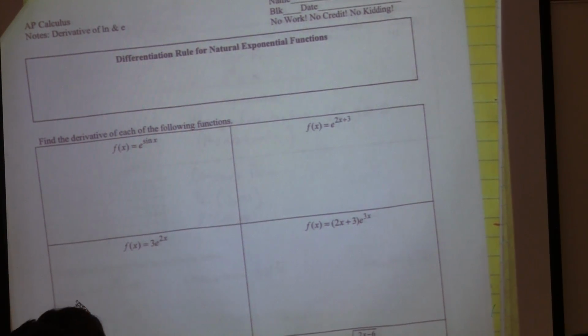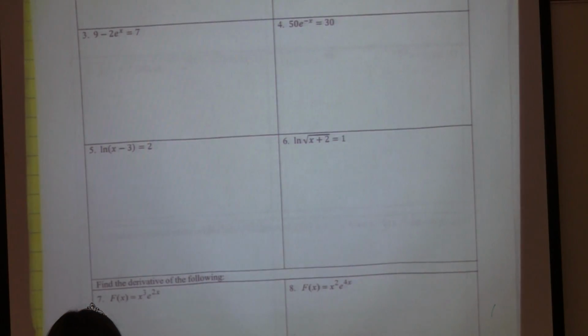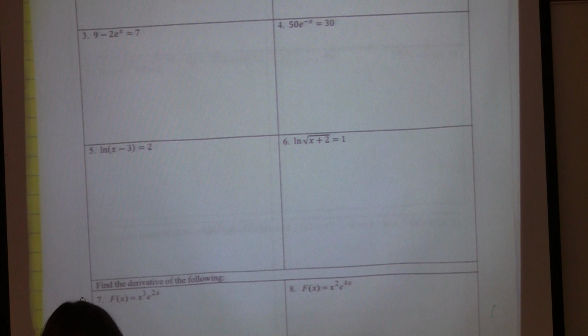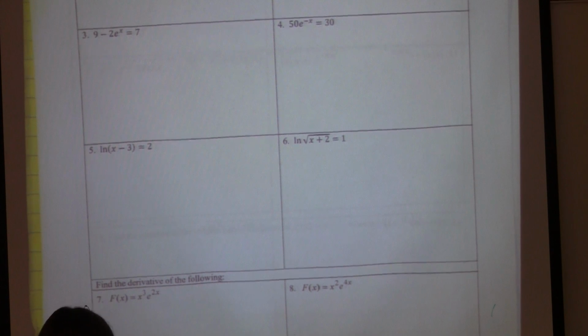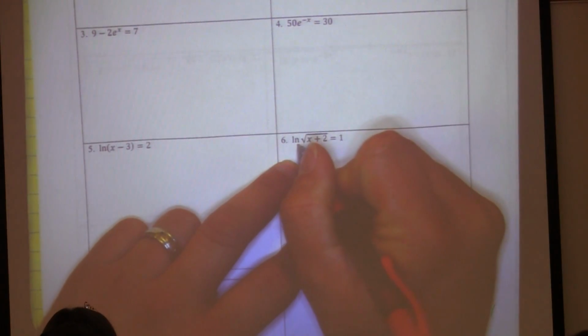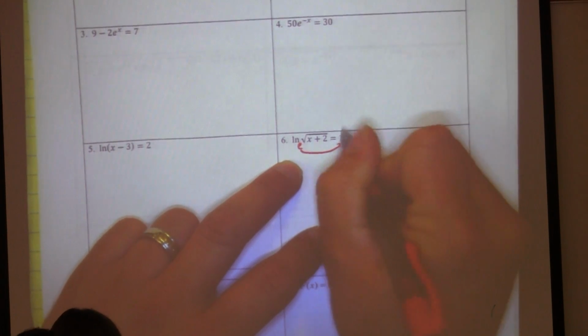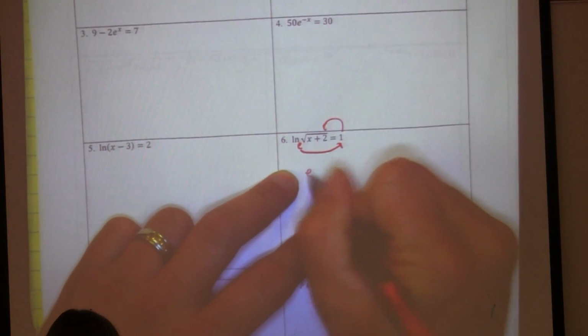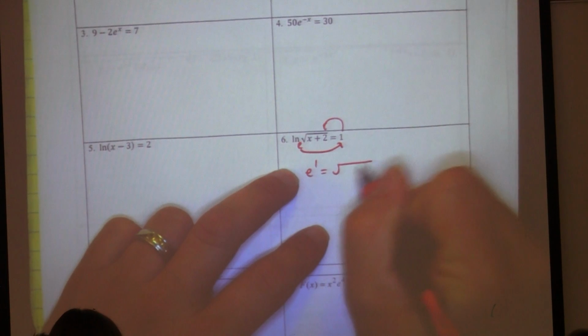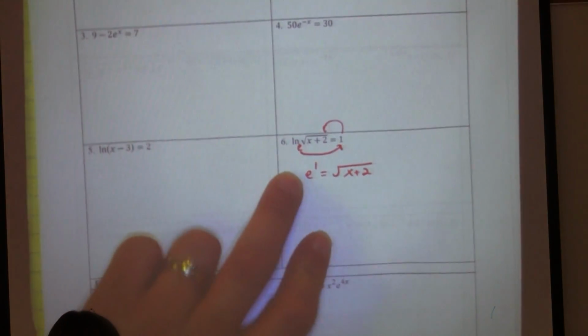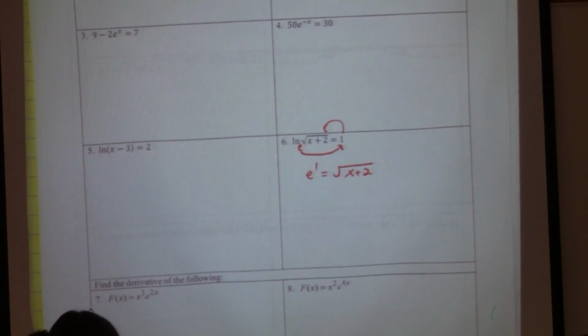Number 6? Sure. Alright, so look at 6. What form is number 6 in? It's in log form, so I have to rewrite it in exponential form. So what's the base of ln? E. So this is like e to the first is equal to that, right? So e to the first is equal to the square root of x plus 2. How can I cancel out the square root?